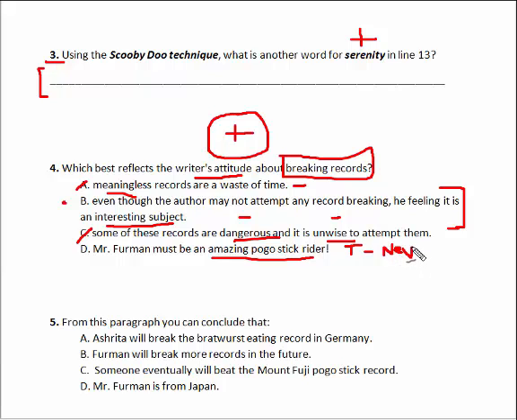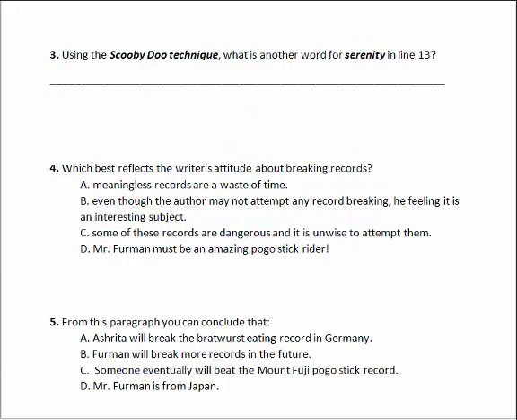Remember, the answer that's going to be the best one is going to be the one that directly deals with the question. That one is off topic. B. Even though the author may not attempt records, he feels it's interesting. B is the better answer choice for problem number 4. Let's scroll on down and take a look at problem number 5.